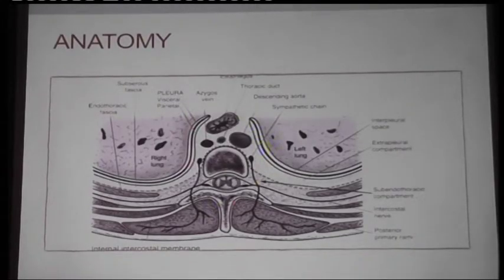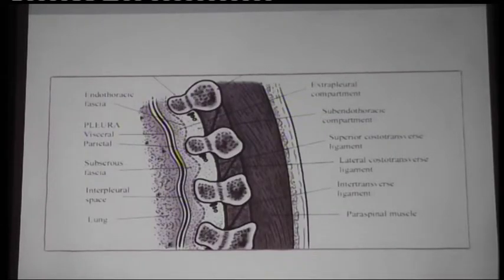If we talk about anatomy, this is the thoracic paravertebral space. It is a wedge-shaped space. It is formed anterolaterally by pleura, posteriorly by the superior costotransverse ligament, and medially by the body of vertebra, intervertebral disc and intervertebral foramen.